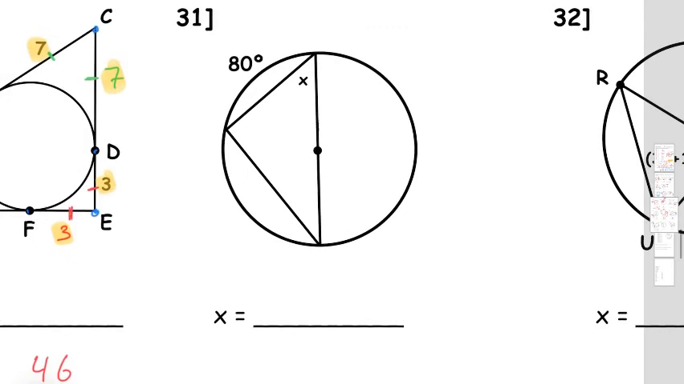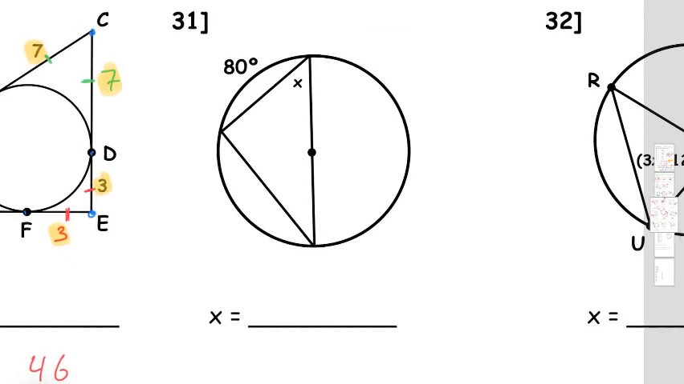All right, moving on to 31. So 31, they're asking us to find the value of x. X measures this angle, and it's an inscribed angle, which means that it's going to be half of the measure of this arc there. So we currently don't know that arc measure, but we can certainly find it.